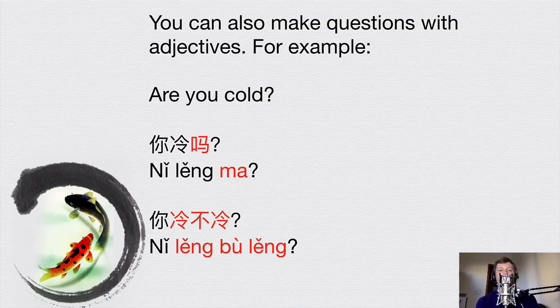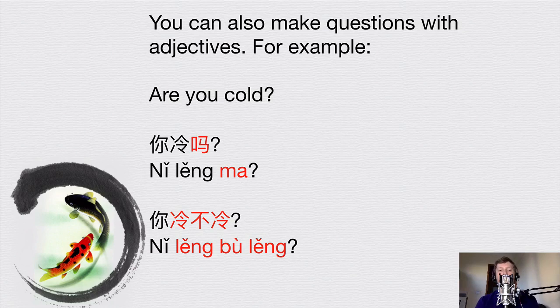So, for example, this question means, are you cold? We could say, 你冷吗? 你 is you, 冷, cold. Ma means the question particle. Okay, and another way we could say this would be, 你冷不冷? Literally, you cold, not cold.